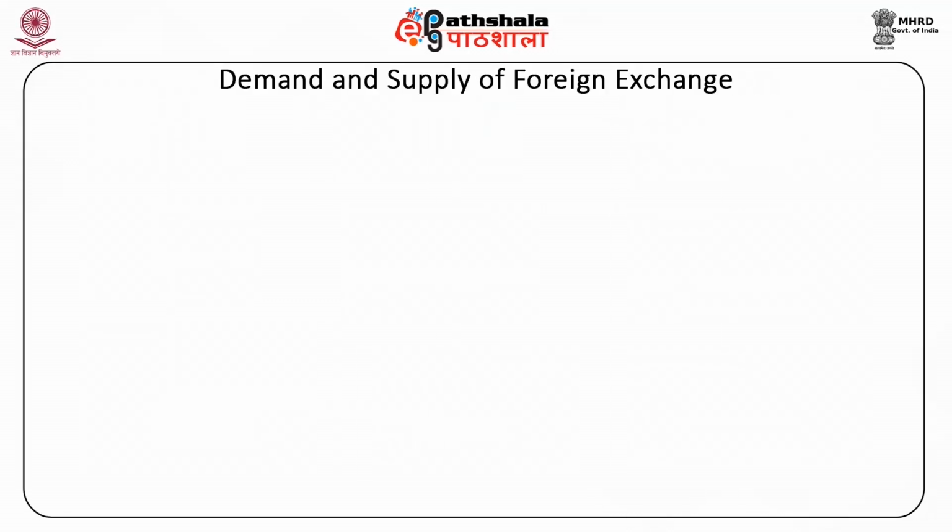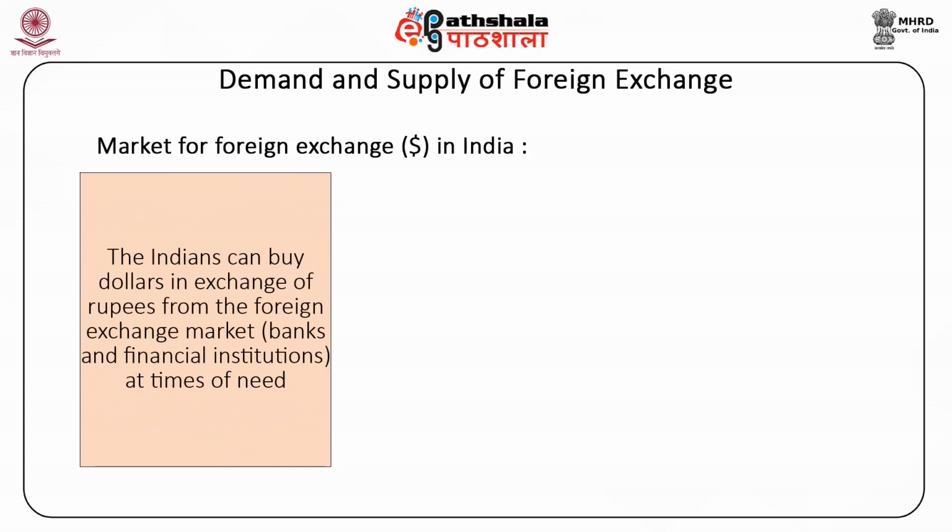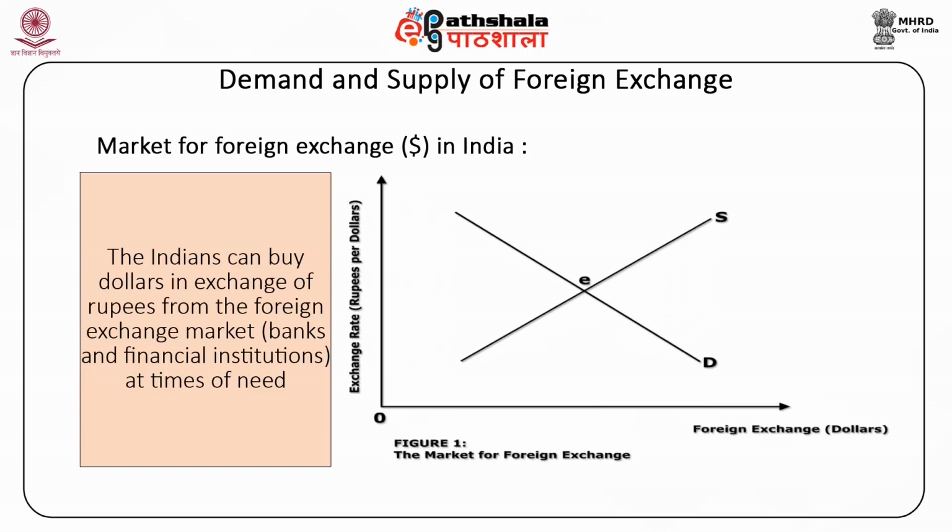To understand how foreign exchange rates are determined, it is essential to study the demand and supply of foreign exchange. Let us consider the market for foreign exchange, say dollars in India. Indians can buy dollars in exchange of rupees from the foreign exchange market in times of need. The figure displays a market for foreign exchange. Similar to any demand supply analysis, the quantity of foreign exchange is shown on the horizontal axis. The price of foreign exchange, that is, rupee per dollar, is represented on the vertical axis. The demand for foreign exchange is represented by the demand curve D.